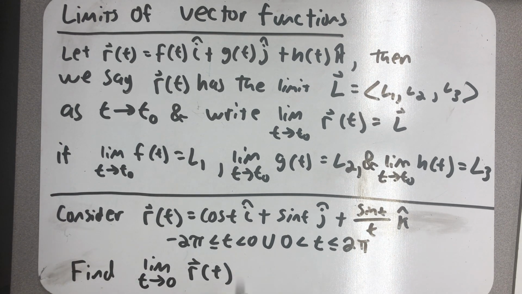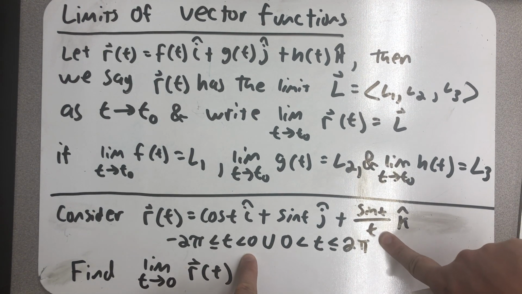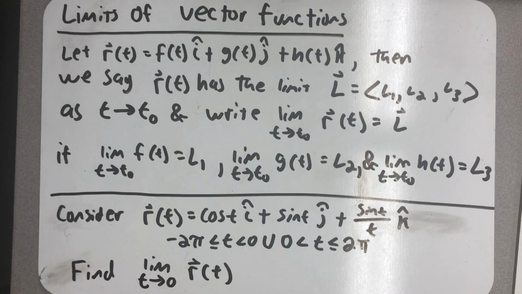r of t is cosine t i plus sine t j plus sine of t over t k. It reminds me of the helix from the last video, but in the k component, instead of t, we have something more interesting, sine of t over t. The parameter interval is all of the numbers between minus 2 pi and 2 pi, leaving out 0. And of course, I really do need to leave out 0 because I probably shouldn't divide by 0. And then I'm asked to find the limit as t approaches 0 of this vector function r of t.